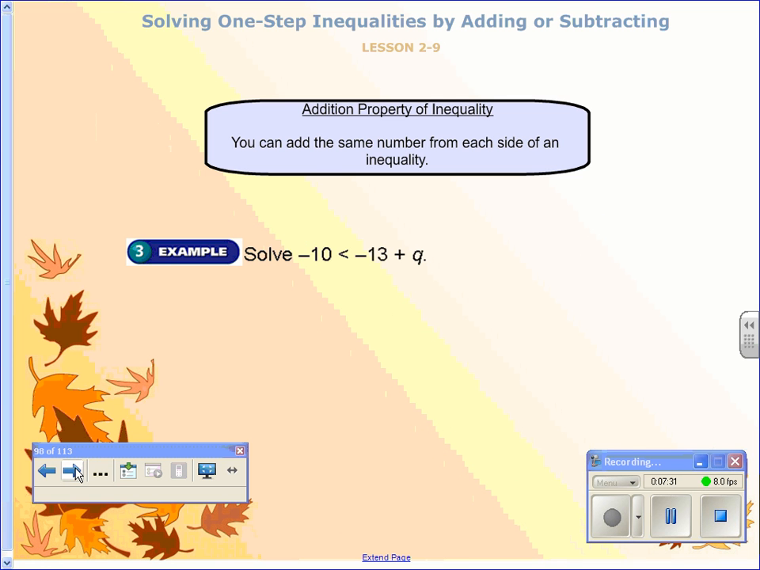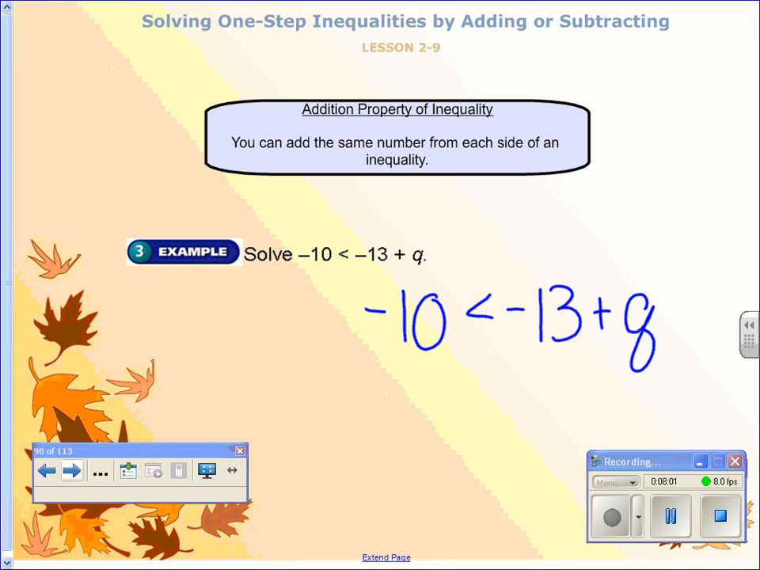Let's keep moving. So now, before we did the subtraction property of inequality, now we're going to look at the addition property. And again, it works the same way. You can add the same number to each side of an inequality. So as long as you do the same thing to both sides, that inequality is equal. All right? So we have here negative 10 is less than negative 13 plus q.